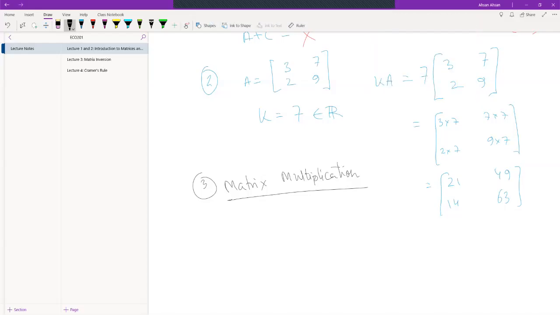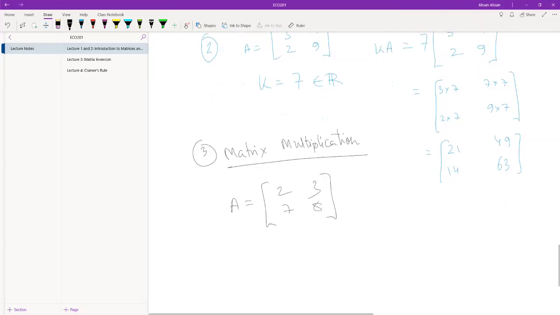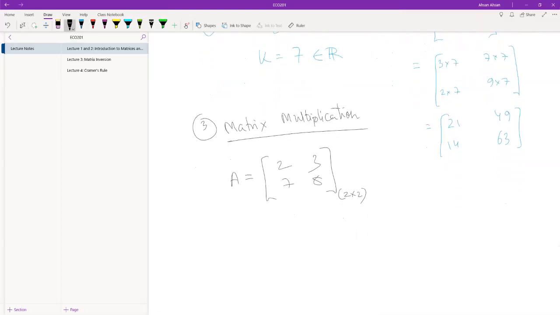So before we do matrix multiplication, there's another thing you need to know about a matrix. So this is a matrix. This is a 2 by 2 matrix. Another way of writing a 2 by 2 matrix is A11, A12, A21, A22. So what does this mean?